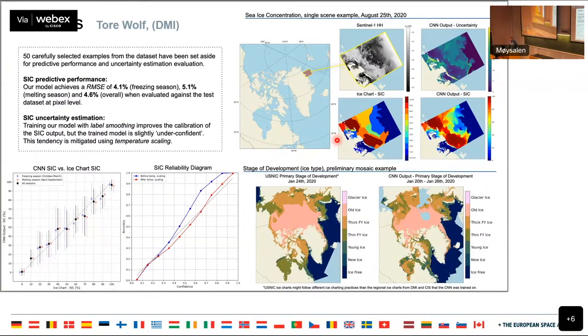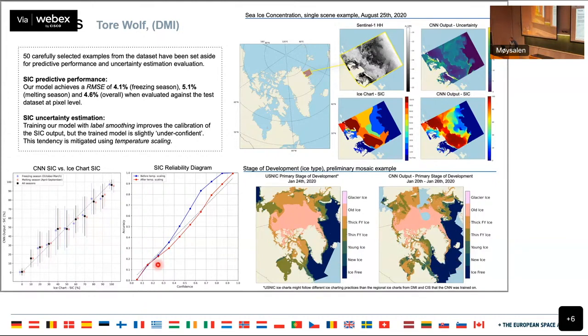And in this work, they have developed a CNN that can classify the input SAR image and derive sea ice concentration. And here you can see the ice chart that was used for training, and then the output sea ice concentration. And also they derive uncertainty, which is quite important. And they also can classify different ice types or stage of development. And this is the comparison of the ice chart from an ice service and the automatic ice chart.